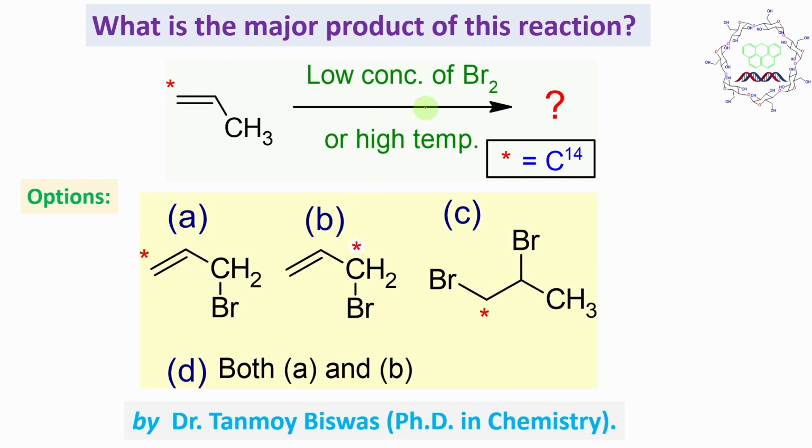Today's topic of discussion is an interesting MCQ: this alkene, or I say propene, reacts with low concentration of bromine or high temperature. What will be the product?